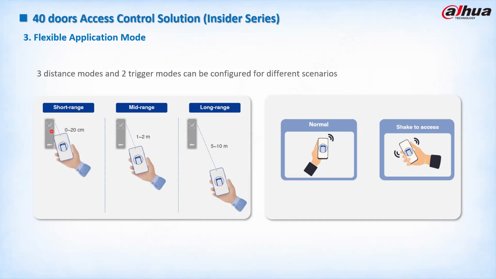Now, how do you connect with these readers? We have 2 trigger modes. You can either use the normal mode, just like pairing, or the other mode, which is shaking the device. As long as the Bluetooth is on, shake the device, and it connects with the door and opens the door for you. Those are the 2 trigger modes available at that point.